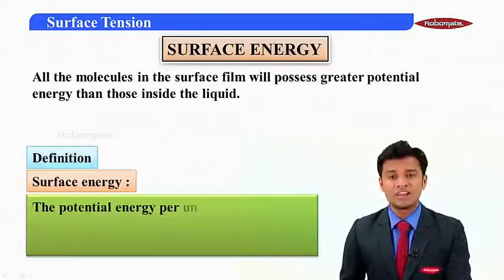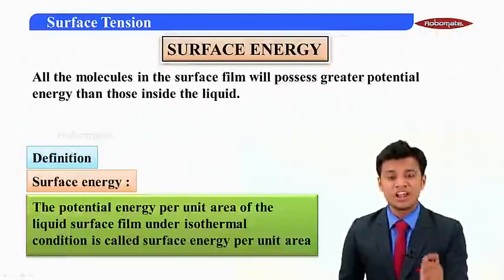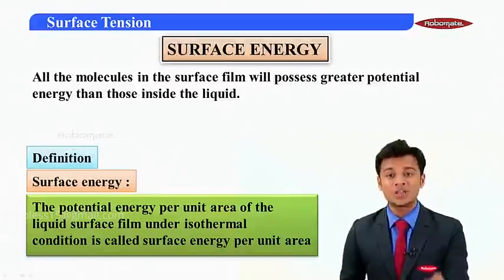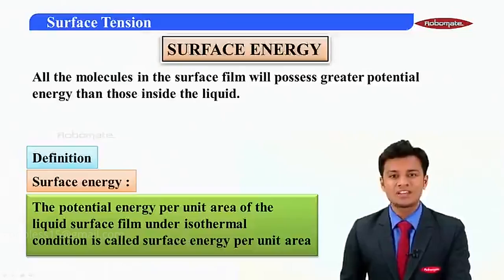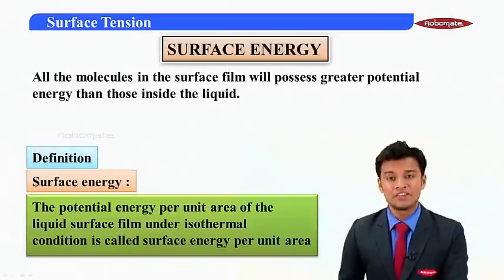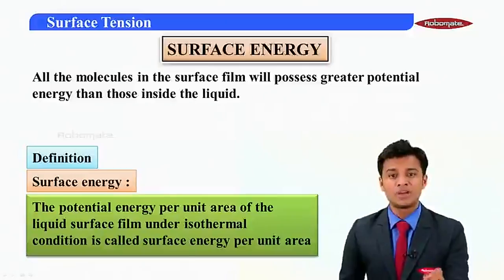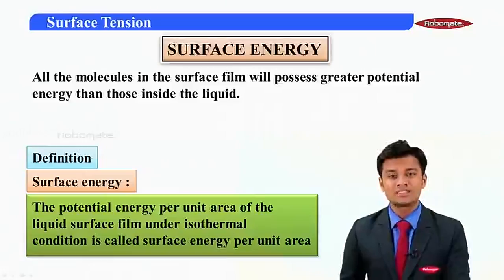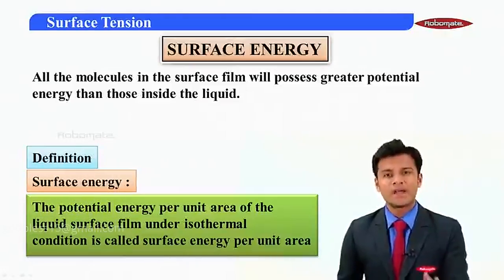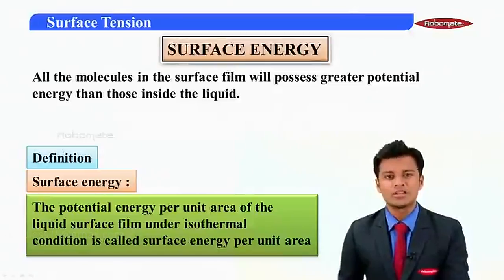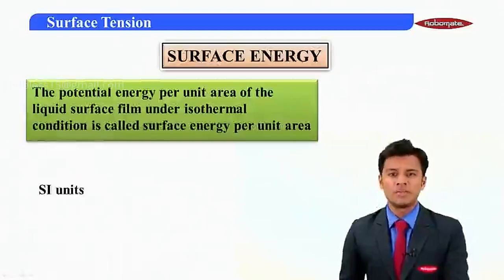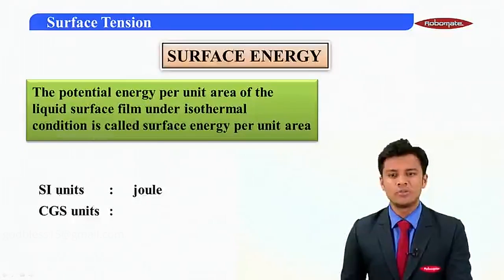So the definition of surface energy would be the potential energy per unit area of the liquid surface film under isothermal condition is called surface energy per unit area. Class, I repeat the definition. It is the potential energy per unit area of the liquid surface film under isothermal condition is called surface energy per unit area. That means your potential energy is nothing but your surface energy. So the unit of the surface energy would be similar to that of normal energy, that is joules, and the CGS unit would be erg.